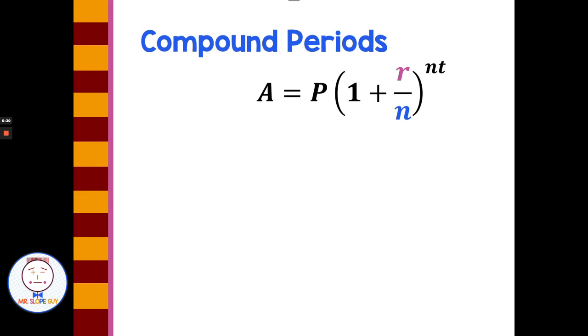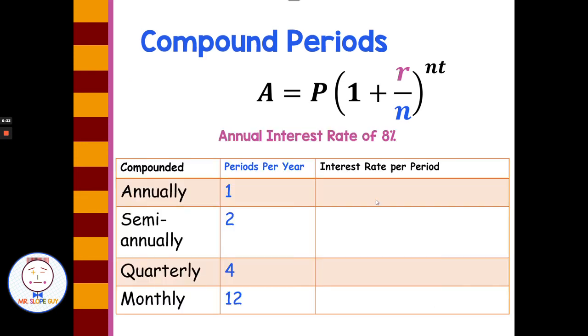So if we look at the compound periods, let's say you have an annual interest rate of 8%. If it's paid annually, that just means once it's 8% per year, every year. Semi-annually means they're paying twice a year, or every 6 months. While they advertised 8% APR, or annual percentage rate, you would have to divide that by 2. They're going to pay 4% every 6 months to get that 8%. That's the R divided by N part.